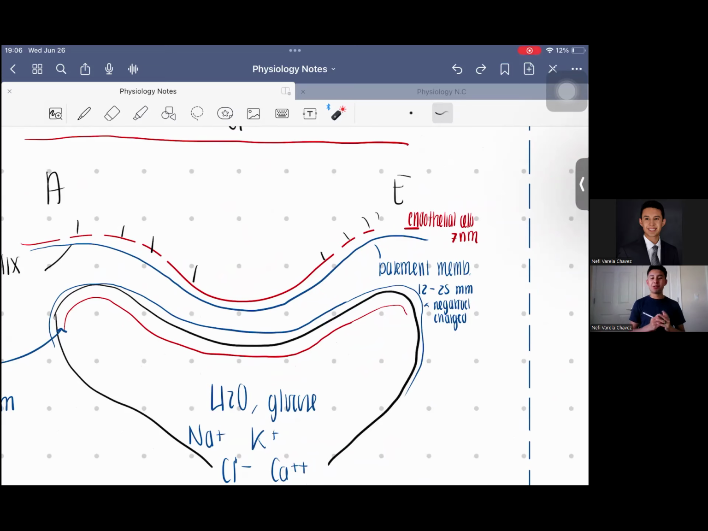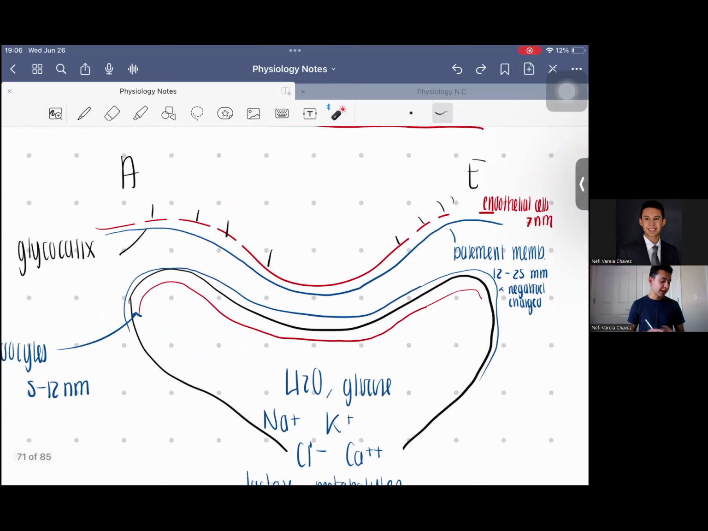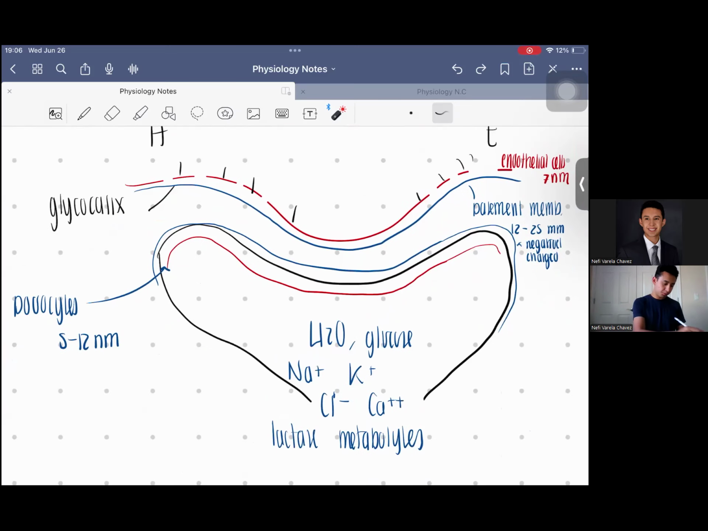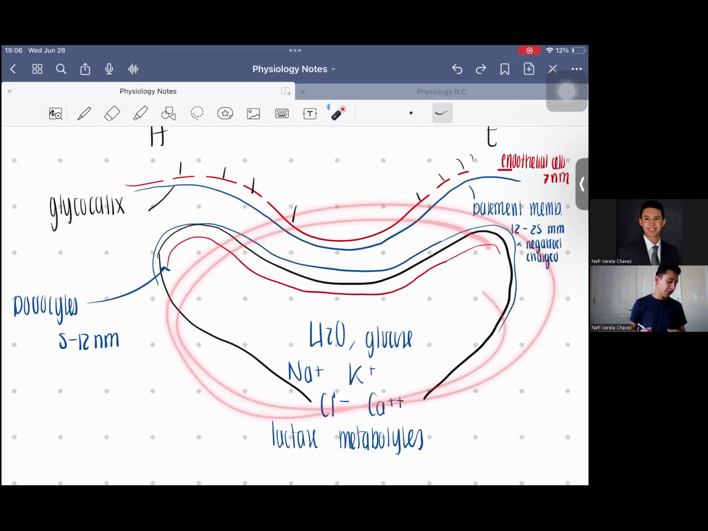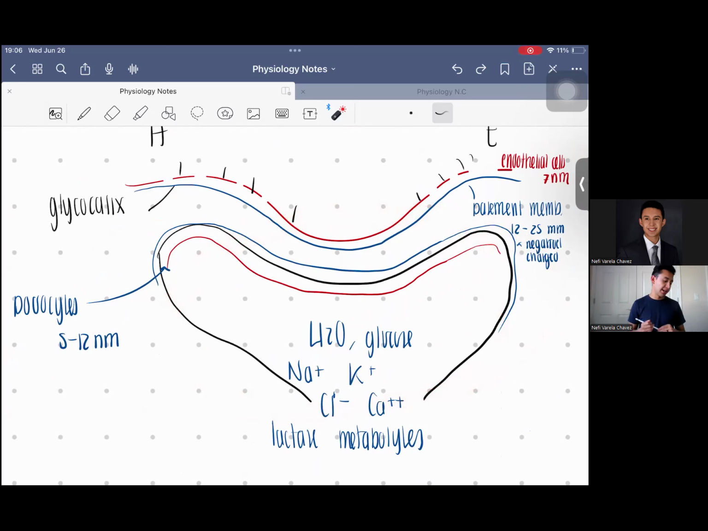That one is going to be 12 to 25 millimeters long, and it's going to be negatively charged, okay? This is going to be important. I'm going to explain it in a second. Here, in the nephron, we're going to have these podocytes, okay? Those podocytes are going to be from 5 to 12 millimeters long.